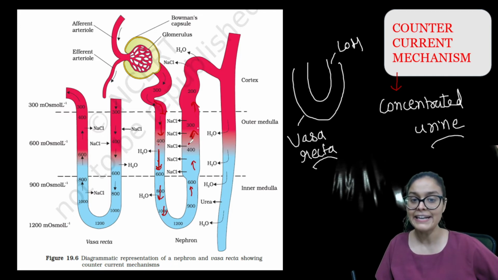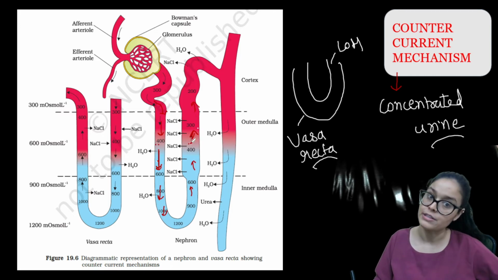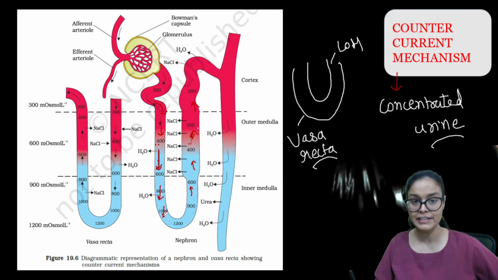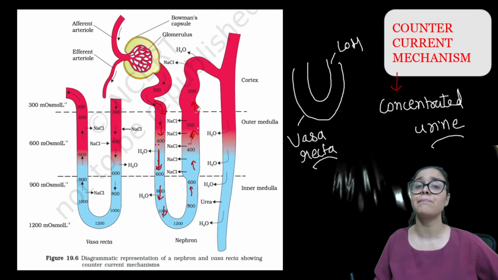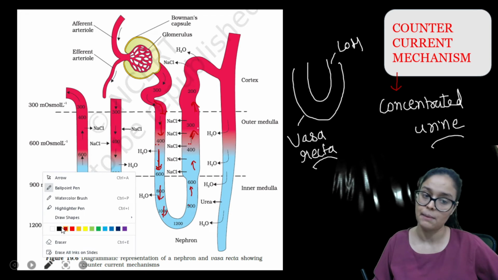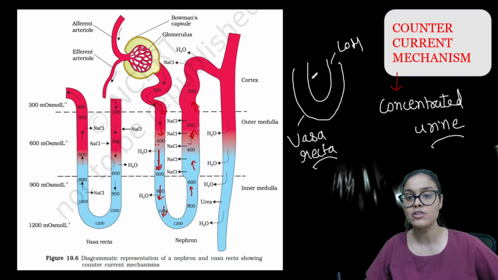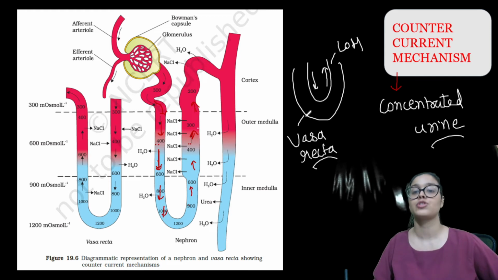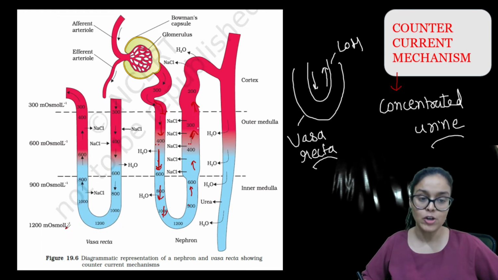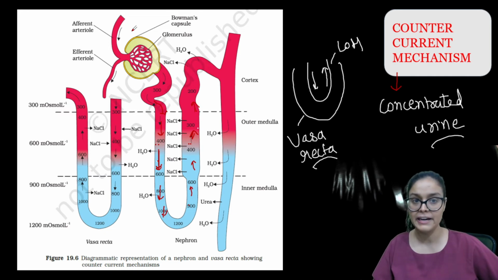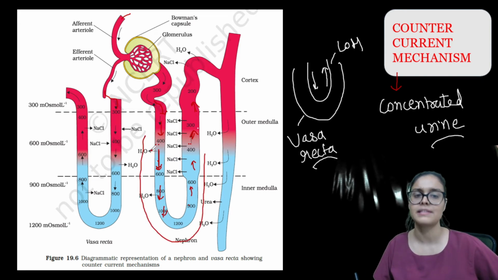So the direction of the filtrate is opposite. In the descending limb filtrate is coming down, and in the ascending limb filtrate is going up, right? So this is basically the counter current. Counter current means obviously filtrate moving in the opposite direction. As simple as that. When we talk about the flow of blood, we know the efferent arteriole has branches, peritubular capillaries and vasa recta, so present around it this way.